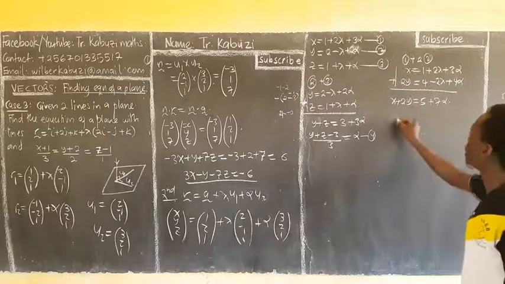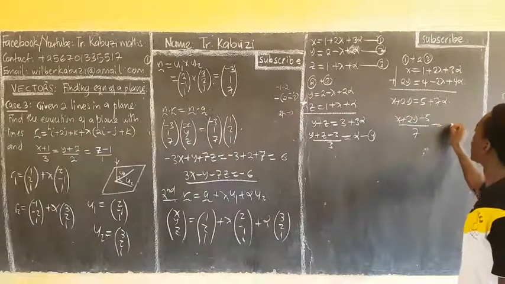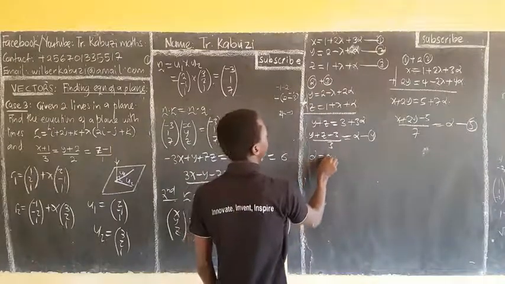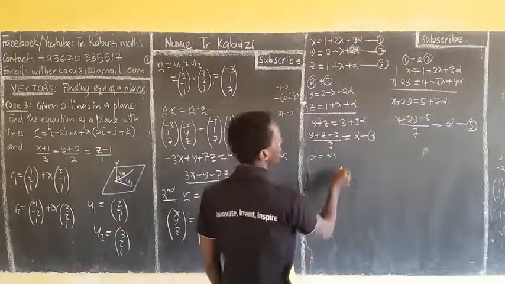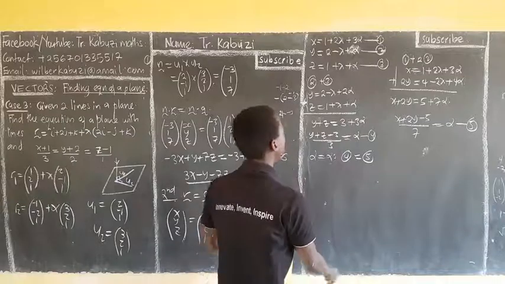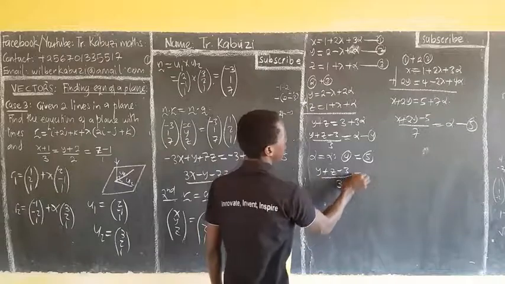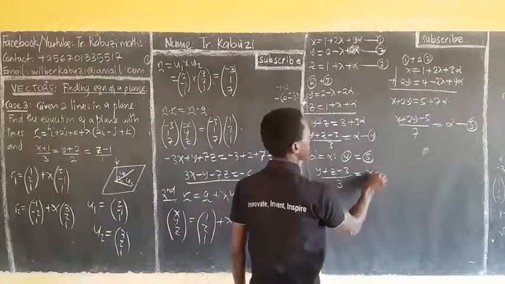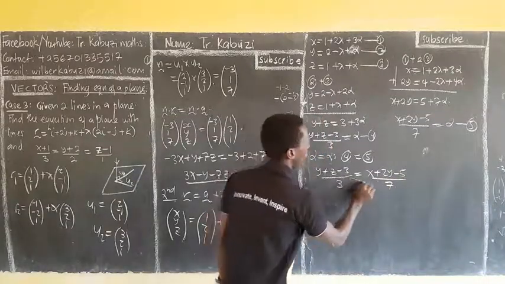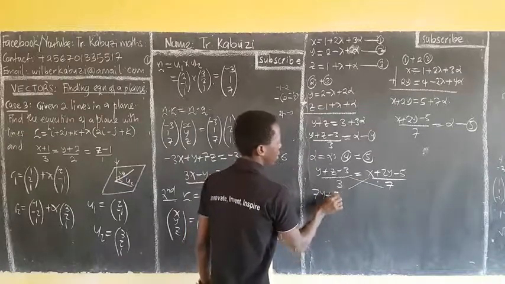Making alpha the subject, you have x plus 2y minus 5 over 7 equaling alpha. This is equation 5. Now, your alpha of course will be equaling alpha, implying that equation 4 will be equaling equation 5, because this is alpha, this is alpha. So if I equate, I have y plus z minus 3 over 3 equaling x plus 2y minus 5 over 7.